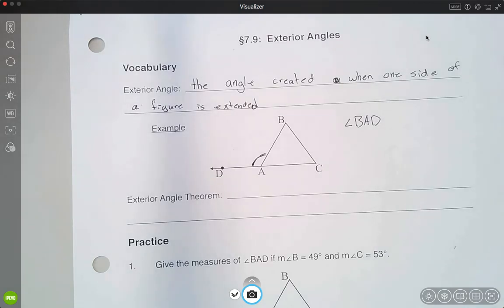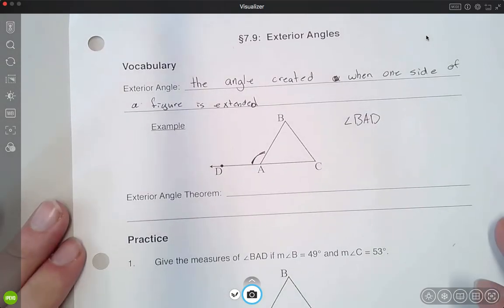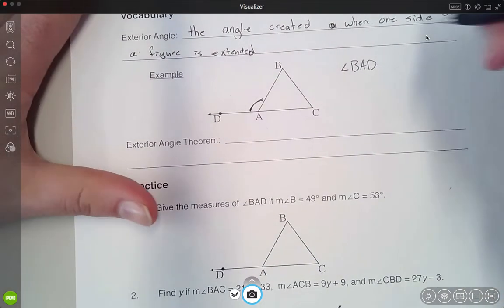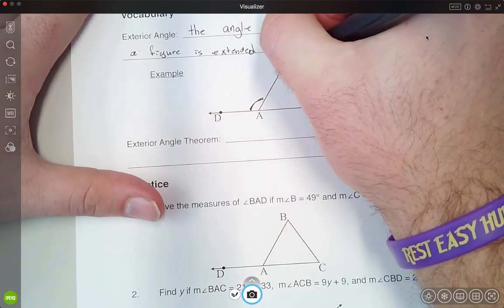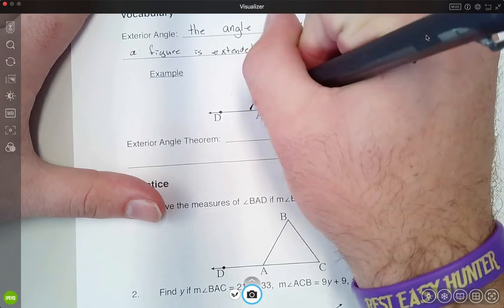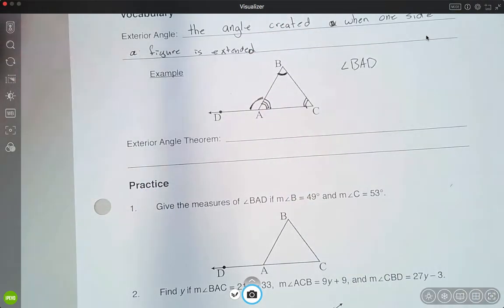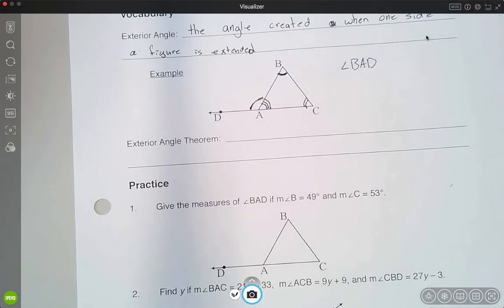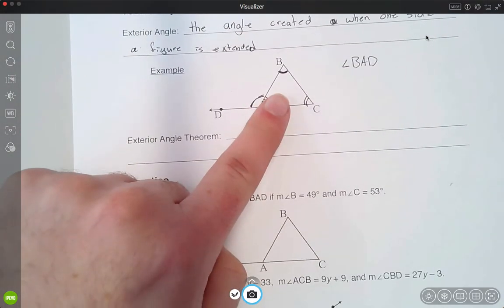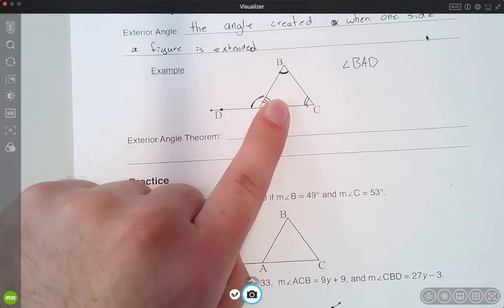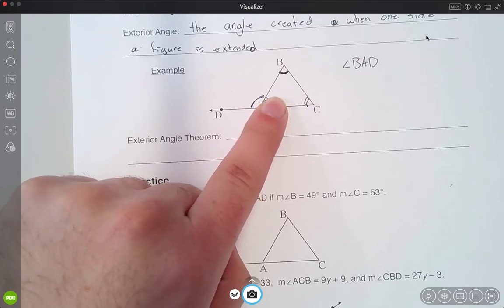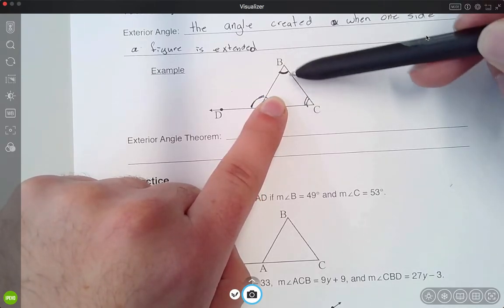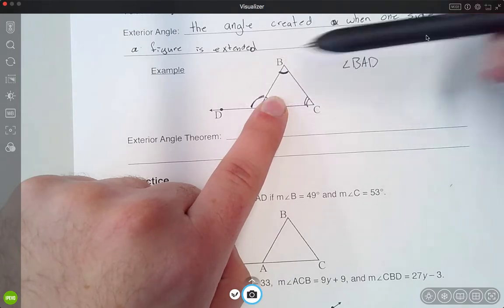Okay, now there's a theorem that goes along with that exterior angle, in particular for triangles. If I think about my angles that are created on the inside here, I have angle B, I have angle C, and I have angle A. Angles A, B, and C all have to add up to be 180. But what happens is I can get rid of this angle in the middle, angle A, and I now have two angles that are left. Those two angles plus the one I'm covering up have to add up to be 180.